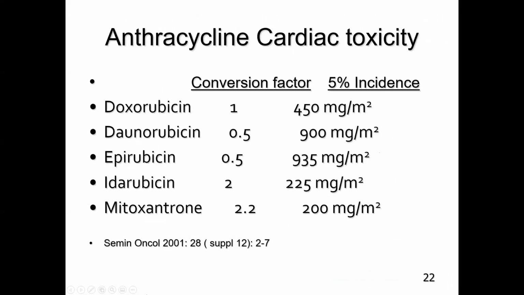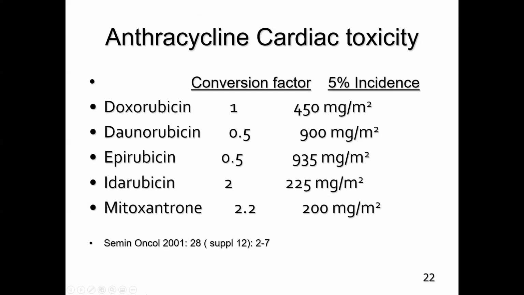All the anthracyclines can cause this, and they have different potency, I should say. So if doxorubicin is 1, daunorubicin and epirubicin are half as toxic per milligram, meaning you can tolerate approximately twice the amount. Idarubicin and mitoxantrone are about twice as toxic, so meaning you can probably tolerate about half the amount. And there's multiple different conversions out there.